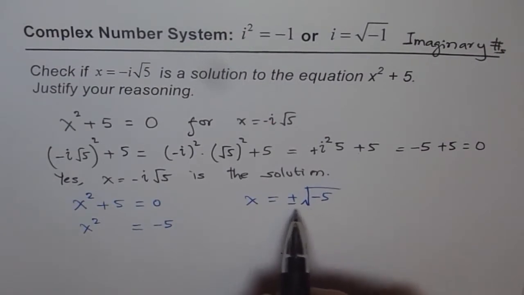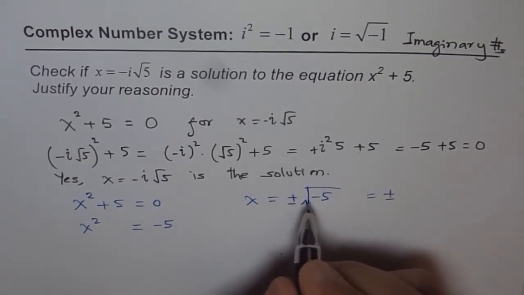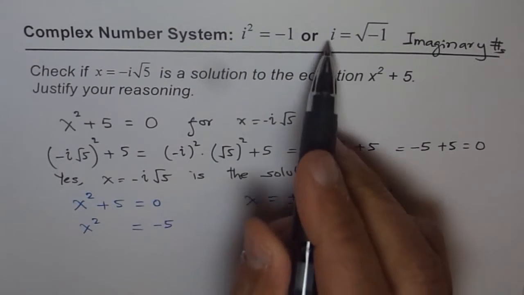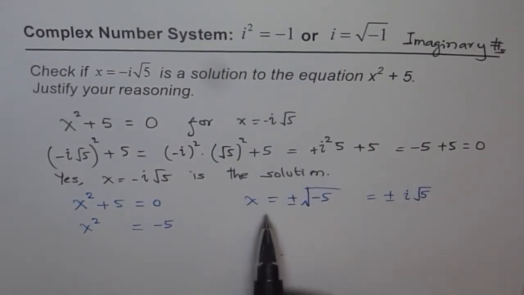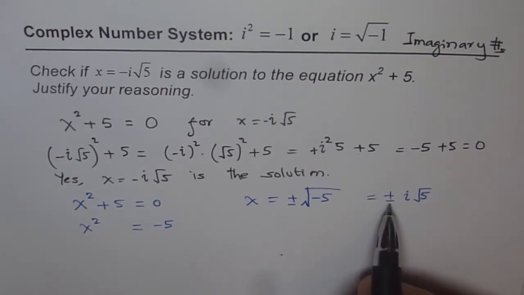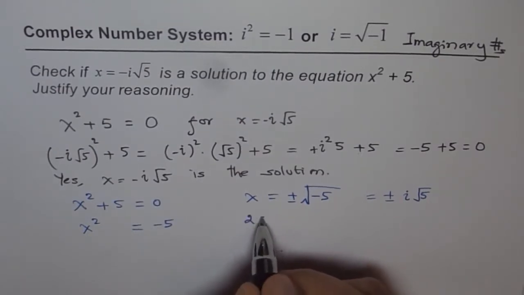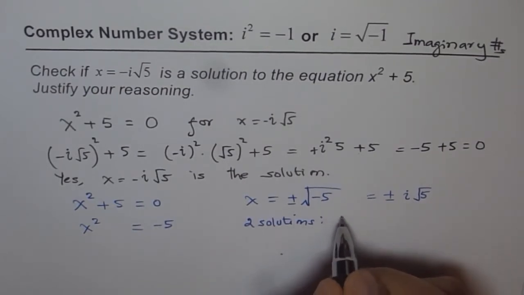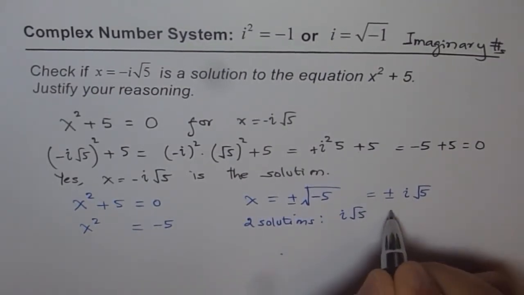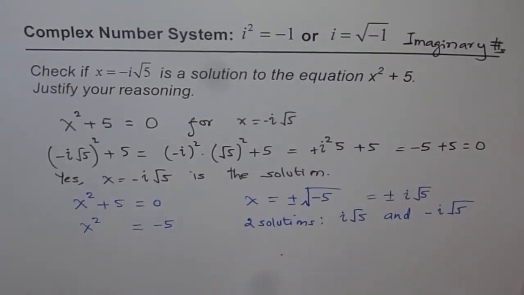Now when you get the square root of -5, you know you're dealing with complex numbers. You could write this as plus minus, square root of -1 is i, correct? So we can write this as i square root 5, right? So this basically has two solutions, right? So what we see here is that we have two solutions. And these two solutions are i square root 5 and -i square root 5, right? These are the two solutions.